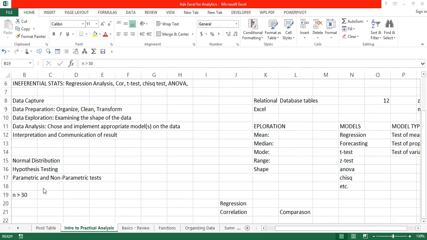So like I was saying, when the sample is large, or as the sample gets larger, the data tends to behave normal, or close to normal. Okay? Close to normal. Normal distribution.